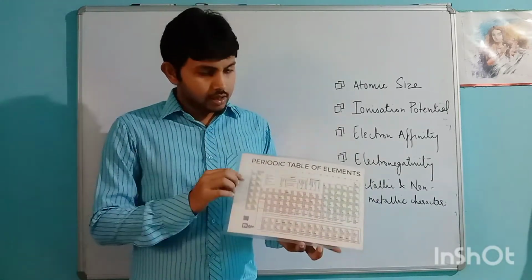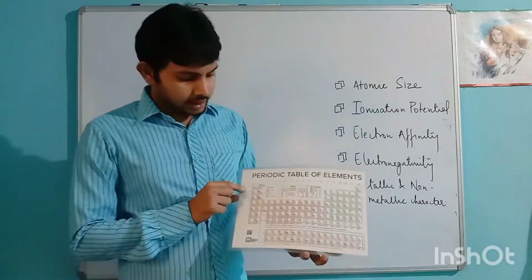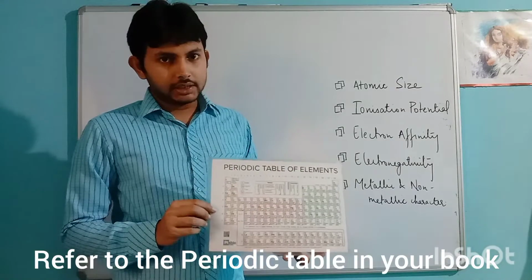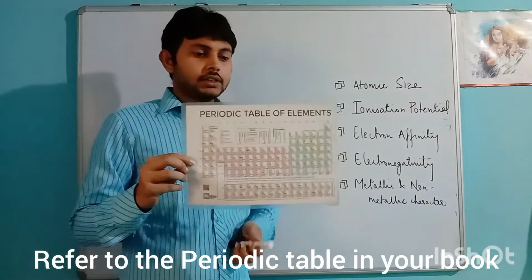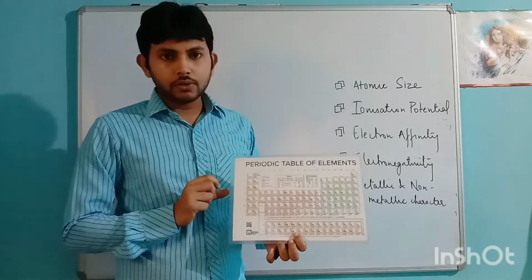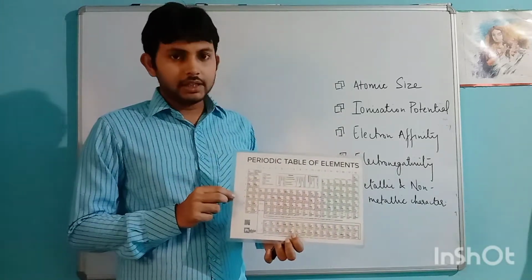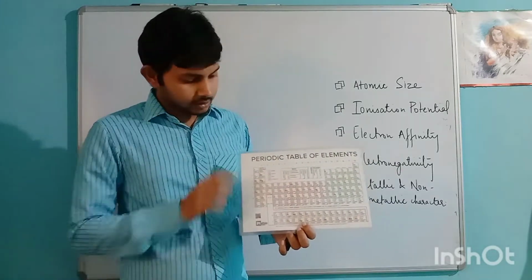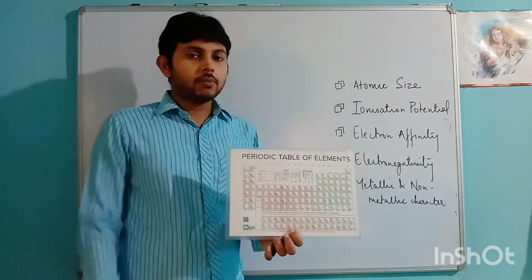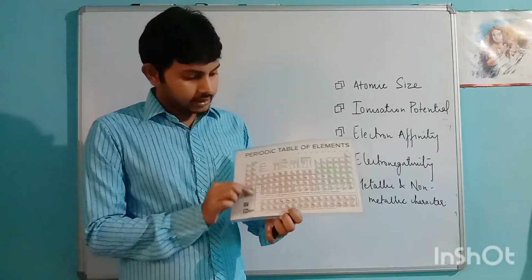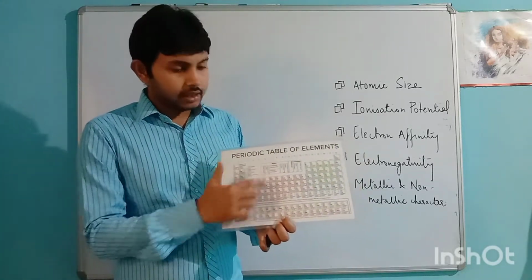So if you can see, there are 7 rows and 18 columns in the periodic table. You can see in your book if it is not clear. And the 7 rows are called periods and the 18 columns are called groups. First group elements have a common name, which is alkali metals, and the second group elements are called alkaline earth metals.